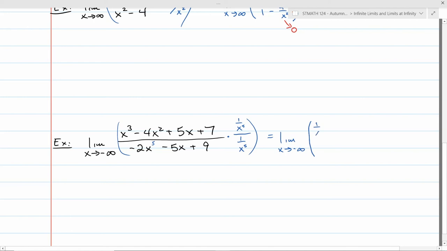One over x squared minus 4 over x cubed plus 5 over x to the fourth plus 7 over x to the fifth. Then in the bottom, you'd get minus 2, minus 5 over x to the 4th, plus 9 over x to the 5th. And you can see all the terms in the numerator go to 0, and all the terms except for the negative 2 in the bottom go to 0. So this ends up being 0 over negative 2, or 0.